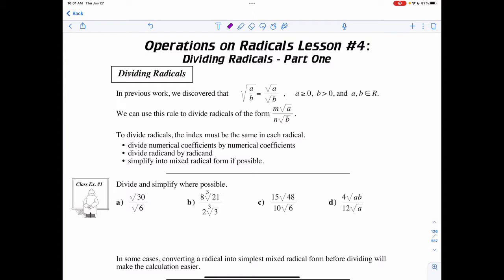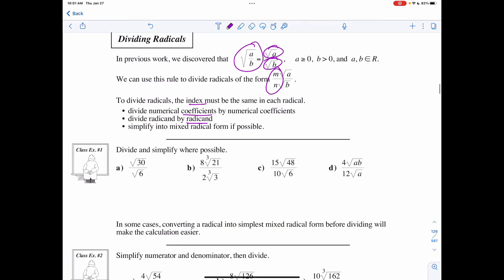So in previous work, we discovered that if I had the square root of a over b, it's the same as the square root of a divided by the square root of b. And if we add in coefficients, we can use the same process. So to divide radicals, they have to have the same index. And then I'm going to divide the coefficients, and I'm going to divide the radicands, and then I'm going to simplify. Seems pretty straightforward.